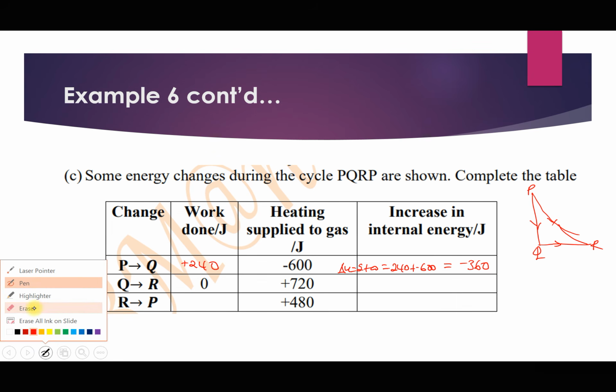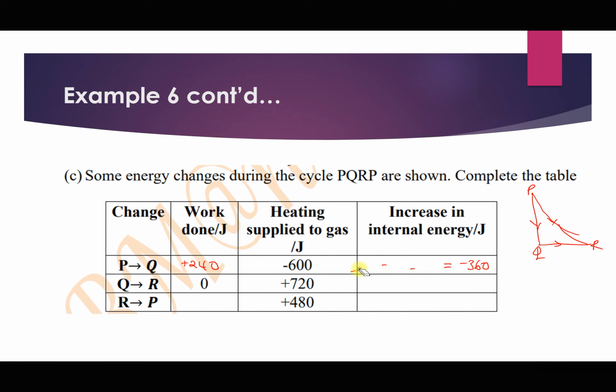I don't want to write this in the table because it is not professional. So that is minus 360. I just used the change in internal energy is equal to Q plus W, which is equal to negative 600 plus positive 240, which gave us that. Then the second one, we use again the same formula. The change in internal energy is going to be 0 plus 720, which gives us positive 720.